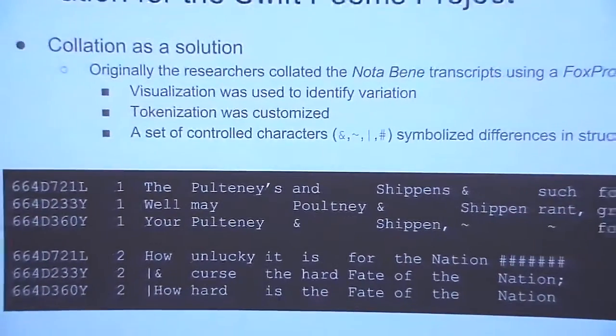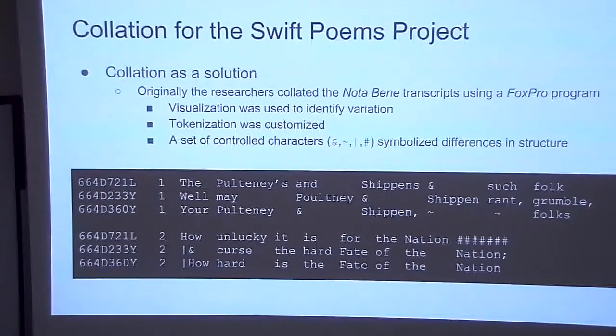So collation for the Swift Poems Project is not something that we brought to our researchers within the libraries. Originally, they were using a FoxPro program to generate a collation for any given set of Nota Bene digital transcripts. Visualization was used to identify variation. Tokenization was customized; they weren't using a standard tokenizer. And a set of controlled characters symbolized differences in structure. So this is why you see these ampersands and these pipes. And in some of these cases, I believe it's the tilde characters, these are actually indicating gaps. In other words, alignment wasn't fully supported by this FoxPro program.